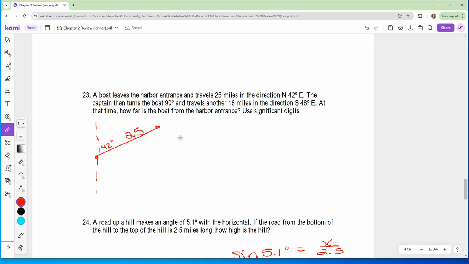The captain then turns the boat 90 degrees and travels another 18 miles in the direction south 48 degrees east. So if I'm giving you another bearing, you need a north-south line. I'm telling you from this point you're going southeast. So the 48 degrees is how far from the north-south line? And we know this is 18 miles. But actually, the main part that we need right there is he turns the boat 90 degrees, which means this whole angle is a right angle.